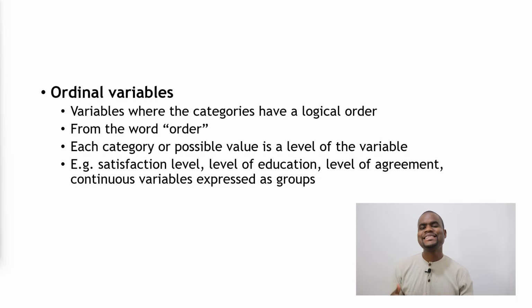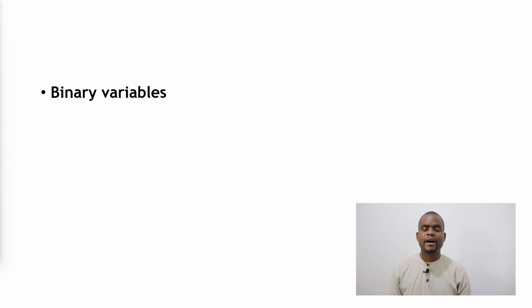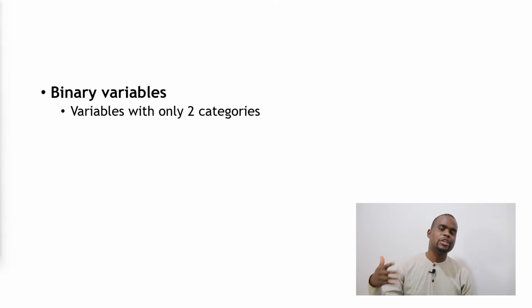But remember, these are still qualitative variables. These are still categorical variables. We're still putting people into categories, just that those categories can be ordered. So if you compare that with nominal variables, we're saying for nominal variables, the categories that we have cannot be ordered. All right, so let's now talk about binary variables. Now, binary variables are simply variables that have only two categories.